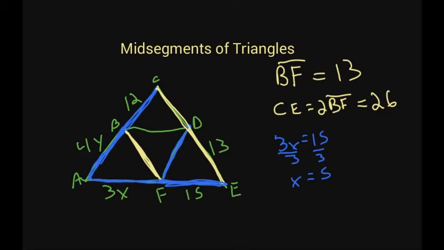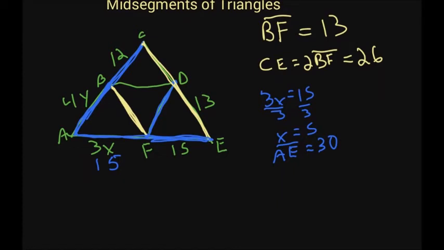Now to solve for AF, it's obviously going to be 15 because we know 3x equals 15. So this would be 15 down here. So AF would be 15. If we want to know AE, we would just add those two up and that would equal 30.